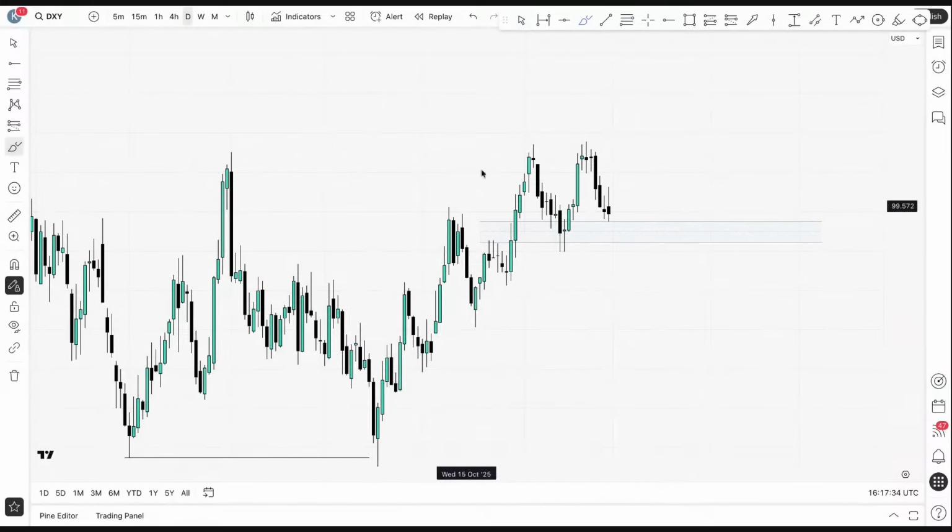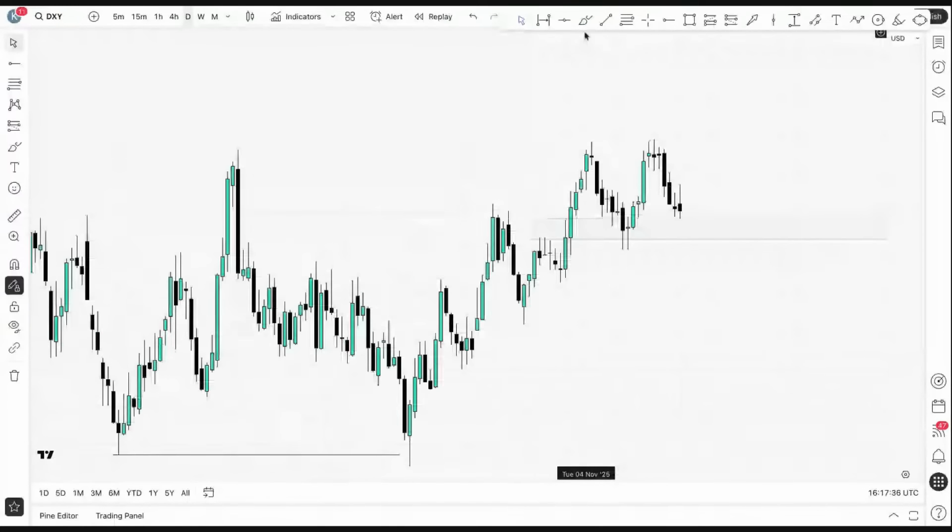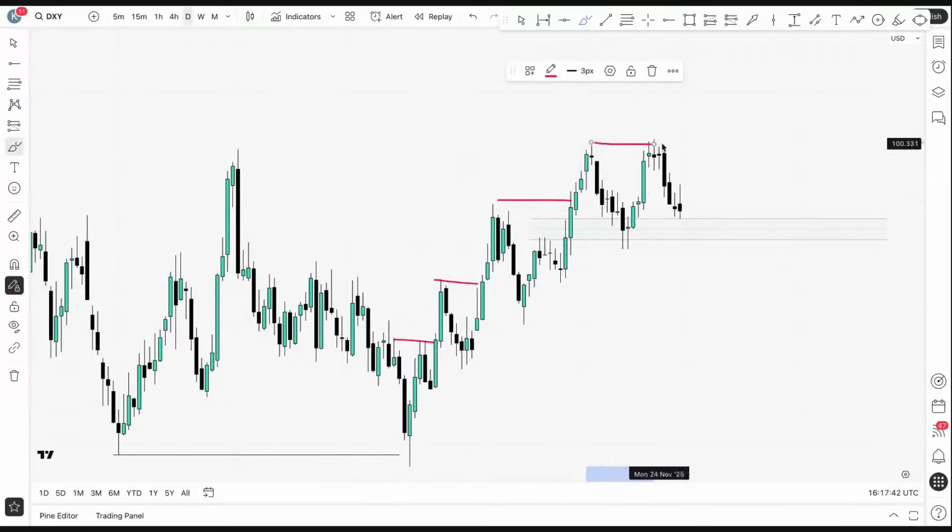On this, you can start your market structure by looking at this as a shifting market structure, bullish break of market structure, failure to break. Failure to what? To break.